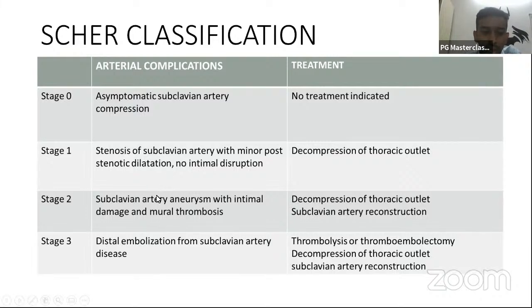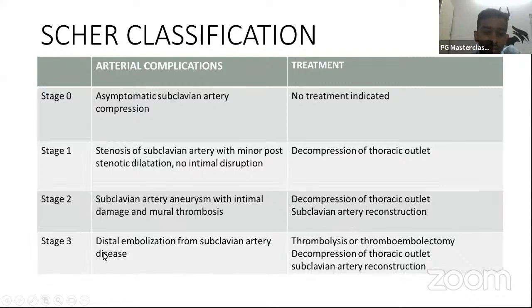In stage 2, there is a subclavian artery aneurysm. The post-stenotic dilatation can result into an aneurysm with intimal damage and mural thrombosis. This mural thrombus can get dislodged at any time. Before it gets dislodged, it is identified, and decompression of the thoracic outlet with SOS, subclavian artery reconstruction, is advised.